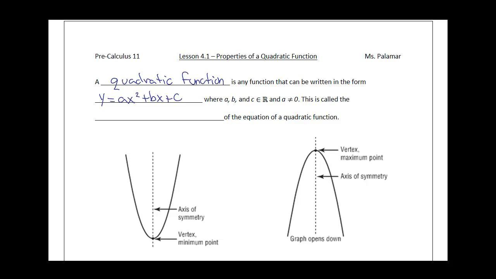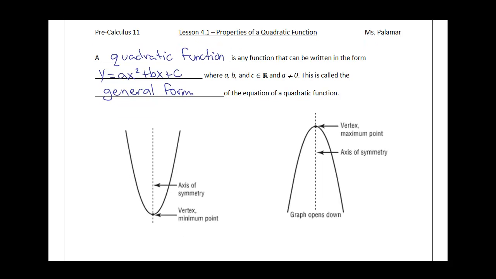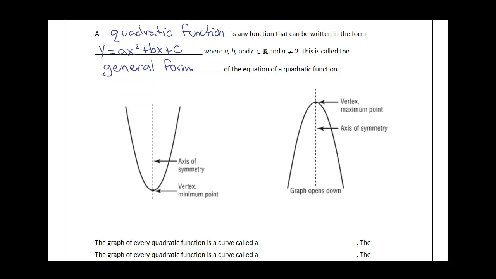Now, this is called the general form of the equation of a quadratic function. I'll introduce a different form of equation in our next lesson. So right now we're still working with general form. Here I have a couple examples of what a quadratic function looks like.